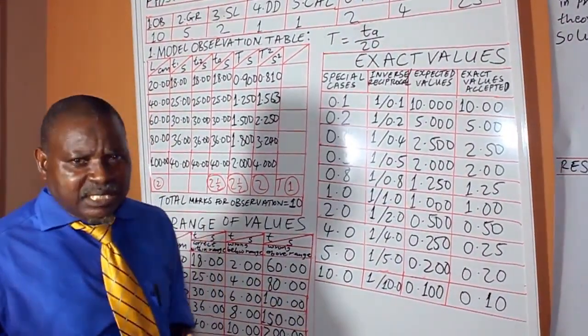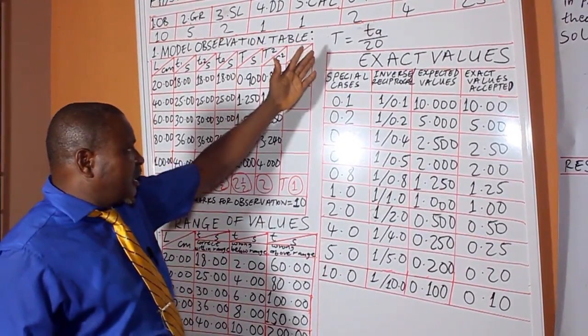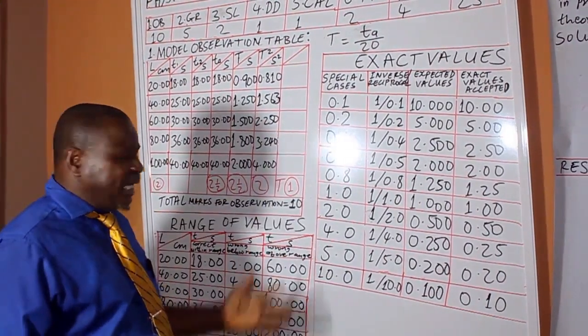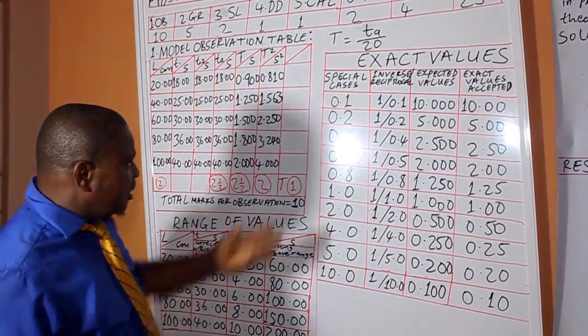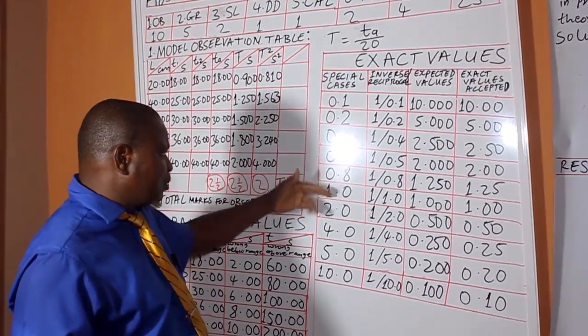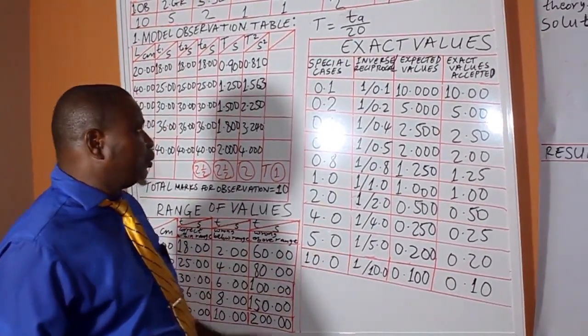In most of the practicals in physics, there are special cases. There are some values which you used to get constantly. These are the values 0.1, 0.2, 0.4, 0.5, 0.8, 1.0, 1.2, 2.2, 4.2, 5.2, 10.2.